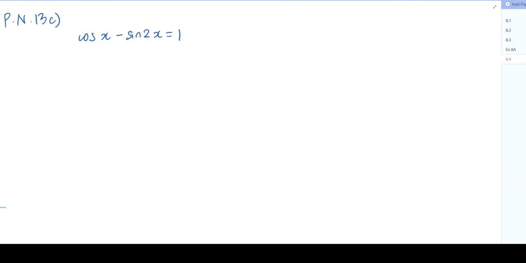Draw the graph of y equals cosine x, as well as the graph of y equals 1 plus sine 2x, that is, y equals sine 2x plus 1.